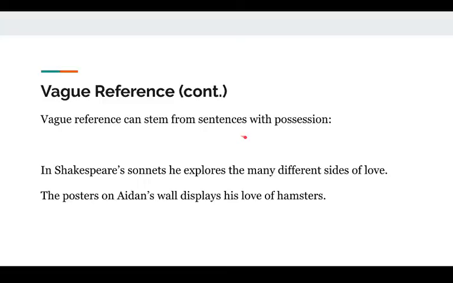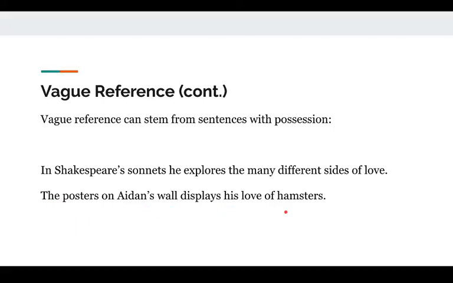So vague reference can stem from sentences with possession. In this sentence, in Shakespeare's sonnets, he explores the many different sides of love. And in this sentence, the posters on Aidan's wall displays his love of hamsters. When we have the word he here, we don't exactly know who that's referring to. And again, the poster on Aidan's wall displays his love of hamsters.